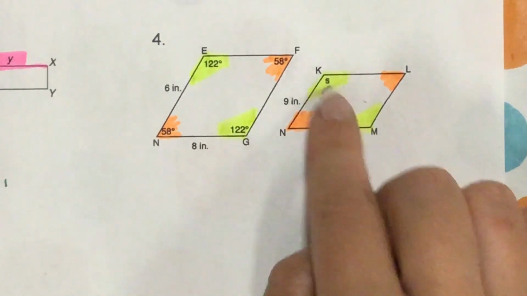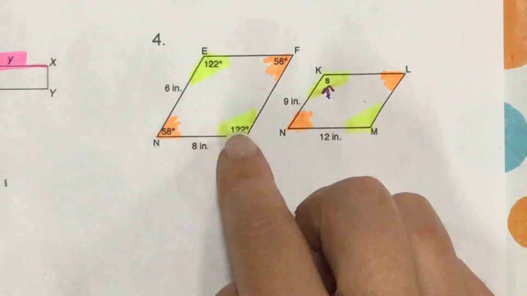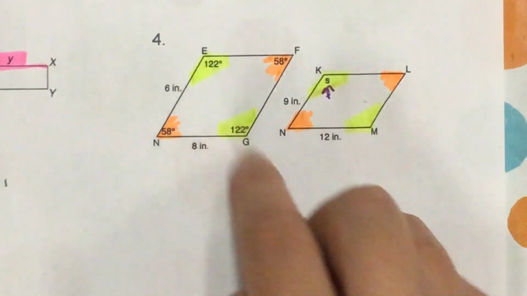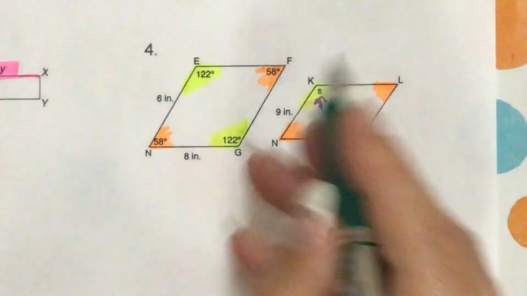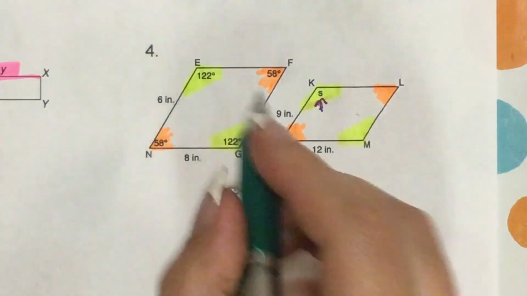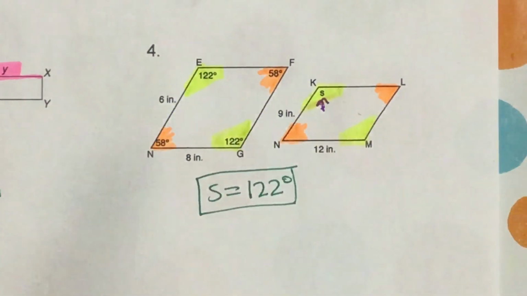And this S is a part of one of the big angles, which is going to be the same measure as the big angle over here, because they're similar. So we're just going to say S equals 122 degrees. So that's the answer to problem number 4.